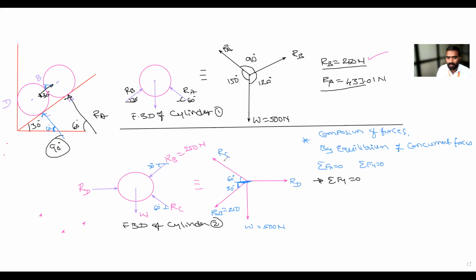Coming to this one, RC का vertical component. So vertical component कितना आएगा? That is moving upward or downward? Upwards. That is RC sin theta. Theta कितना है? 60. Is it positive or negative force? Moving in upward direction, positive. Okay, हो गया.